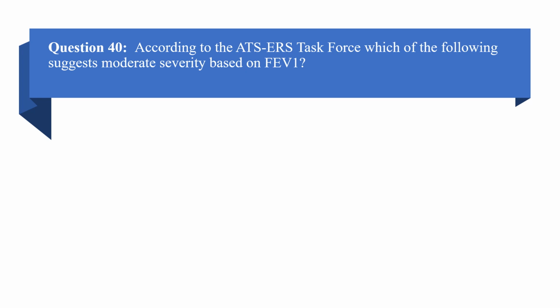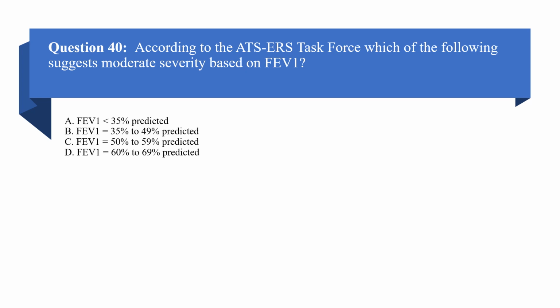So this question, according to the American Thoracic Society and the European Respiratory Society Task Force, which of the following suggests moderate severity based on FEV1? A, FEV1 less than 35% predicted, B, FEV1 equal to 35 to 49% predicted, C, FEV1 50 to 59% predicted, and D, FEV1 60 to 69% predicted. So again, if you were paying attention to the prior question, it should look a bit familiar. It's not the same question, but it certainly relates to that table. So the correct answer is D.